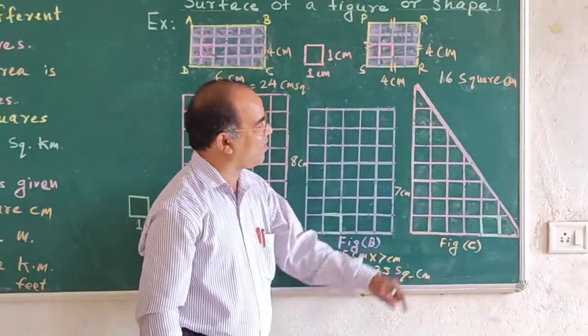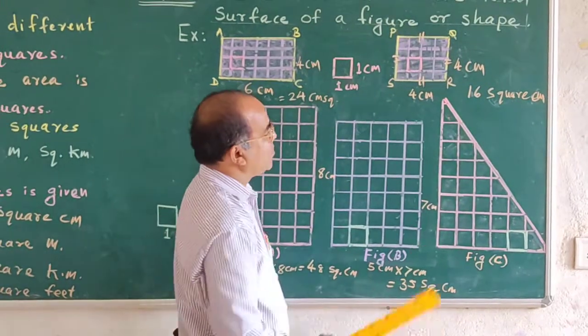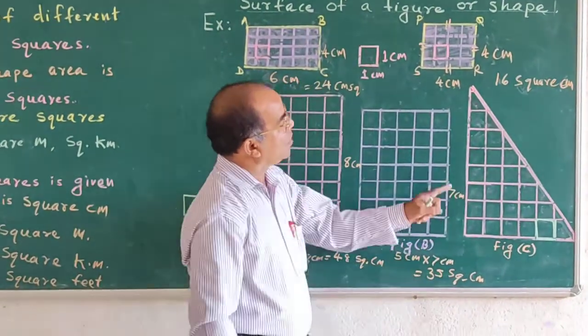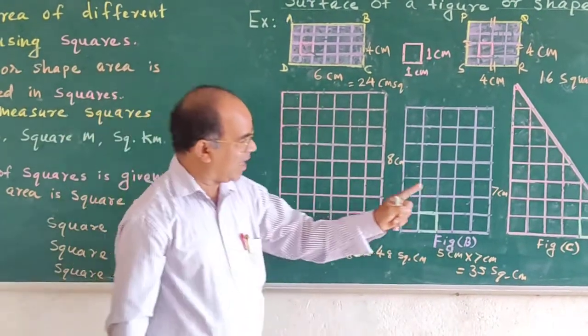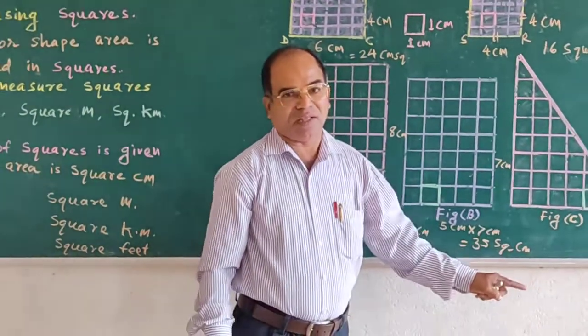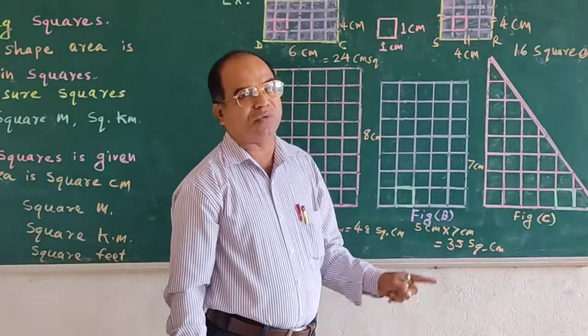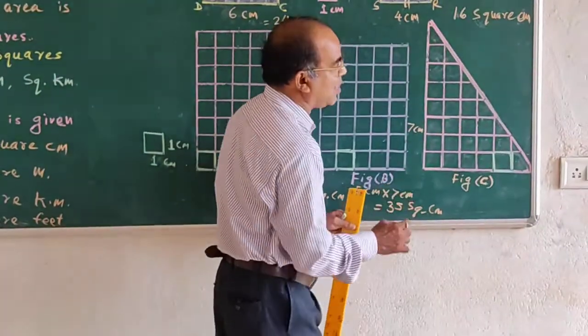Now let's find the area of figure C. Here you can see that in these two figures, not all squares are full squares. Here we are getting full squares and half squares. So what you have to keep in mind is, first you count the full squares.